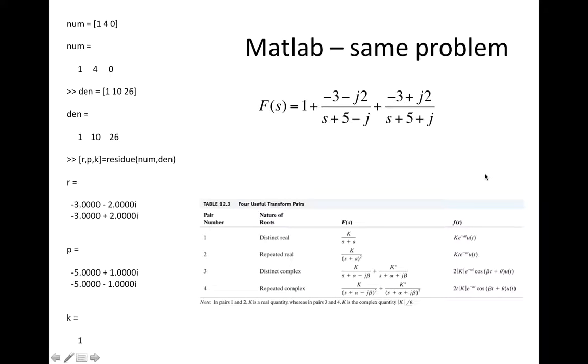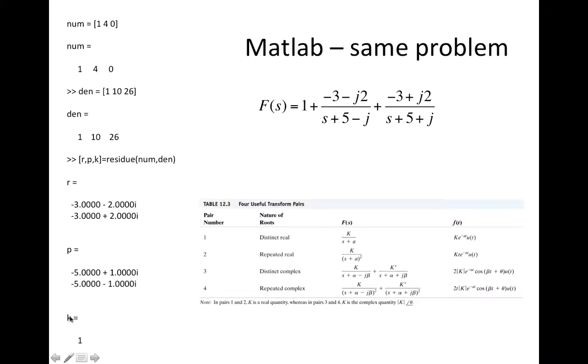Now here's a slide where I did this on MATLAB because I want to show you what happens when you try and do the same kind of problem and use the residue theorem. So here I've input that numerator and denominator, and then I've asked for residues, and notice I haven't done any long division. I've actually just input the numerator as s squared plus 4s, and the denominator is 1, 10, and 26. So s squared plus 10s plus 26. And then I've asked it for the residues in r, p, and k.